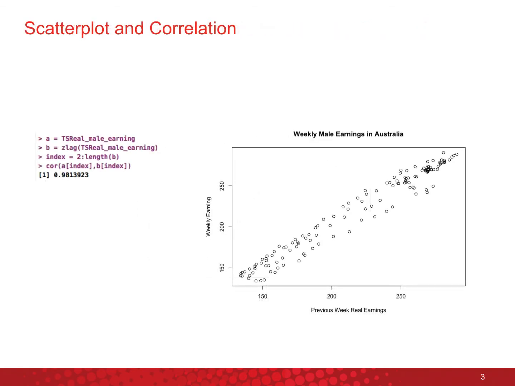A scatter plot of the series also suggests that there is an upward trend in the data. The correlation between the earnings is 0.981, which denotes a highly positive correlation.